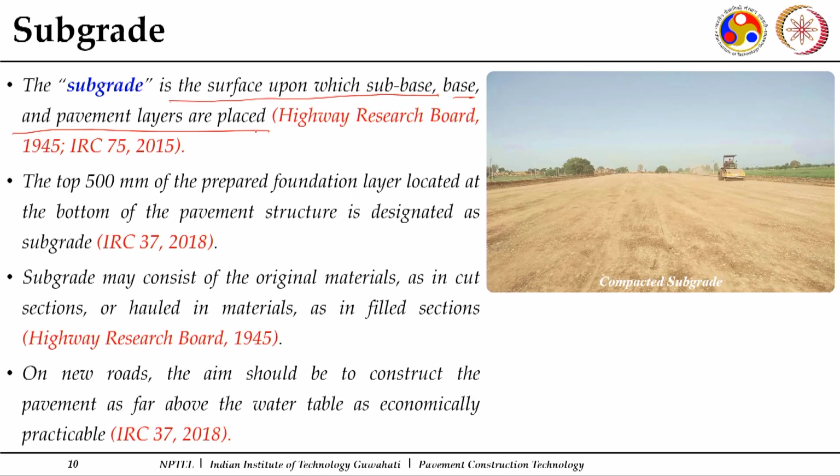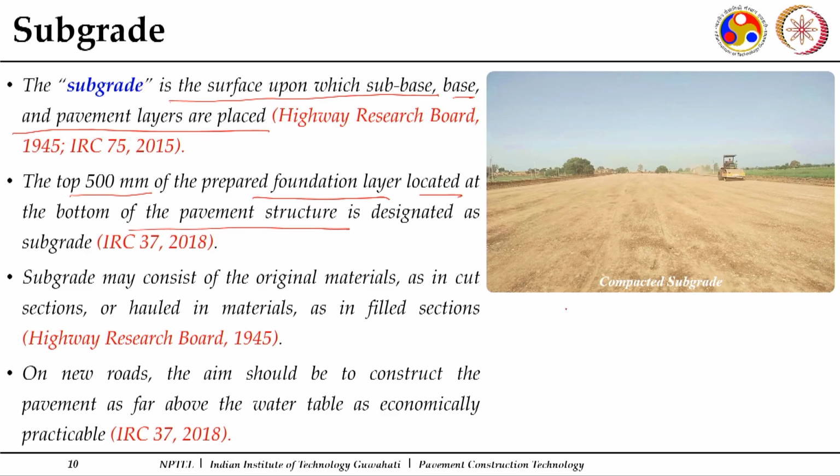So what is your pavement crust? It consists of your subbase courses, your base courses, binder courses, your wearing courses or surface courses. All these layers are going to come over your subgrade, and typically the top 500 mm of the prepared foundation layer located at the bottom of your pavement crust.